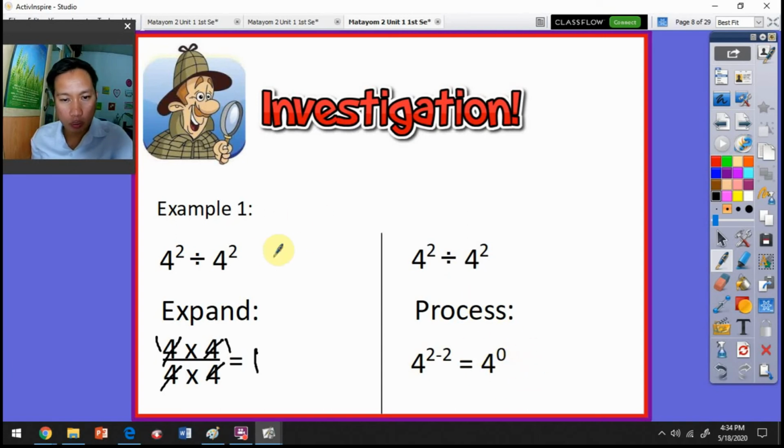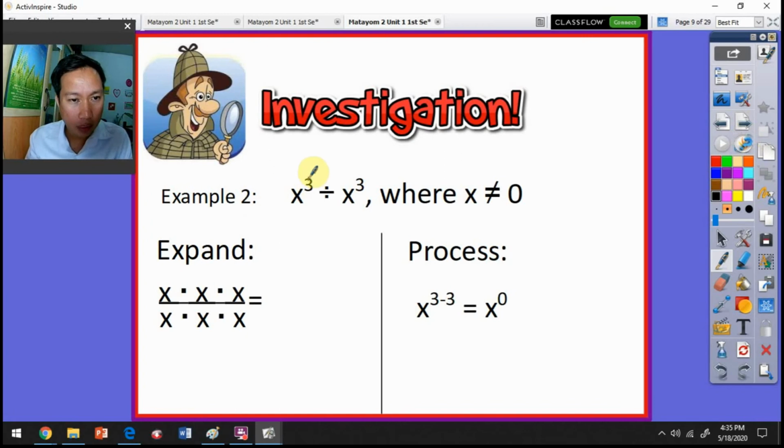So let me ask you, is this side, our expand, the same as the process here? Yes, definitely. It means that the process should arrive at this answer, 1. So 4 to the power of 0 is equal to 1. Will this rule apply to other numbers? Let's check another one.